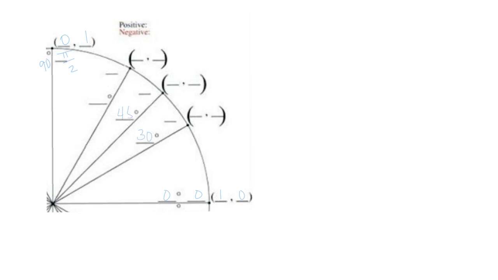This one's going to be 45, and this is going to be 60. Okay, the equivalent in radians is going to be pi over 6, pi over 4, and pi over 3. Okay, but now the trickier part is to figure out what these terminal points are for these specific angles.